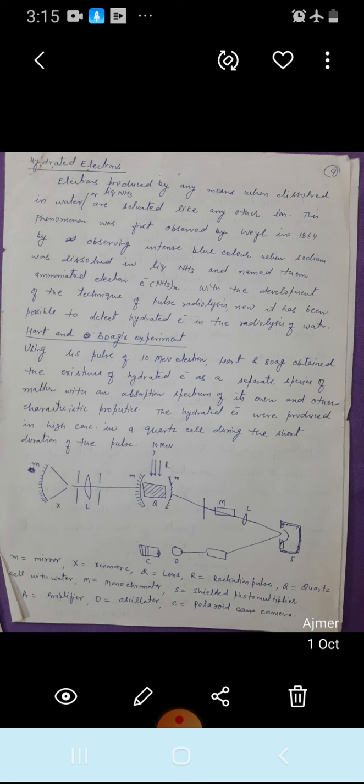Now the schematic diagram of this is shown here. Here, small m represents a mirror, X represents xenon arc, Q represents a lens, R represents radiation pulse, Q represents quartz cell with water, M represents monochromator, S represents shielded photomultiplier, A represents amplifier, O represents oscillator, and C represents polarized camera.